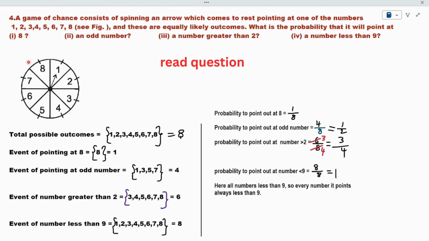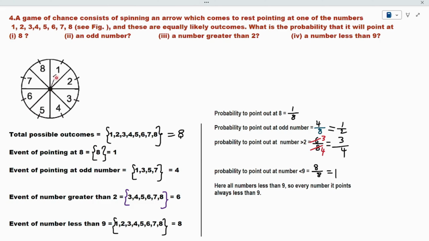I have a spinning machine. See, this is the spinning machine. So this is the arrow. This arrow is freely rotating whenever we touch it. Whenever we touch this, it will continuously run. After some time, it will stop at any one number in the spinning machine. So we need to find the probability of stopping at number 8, the probability of stopping at odd numbers, the probability of stopping at a number greater than 2, and the probability of stopping at a number less than 9.